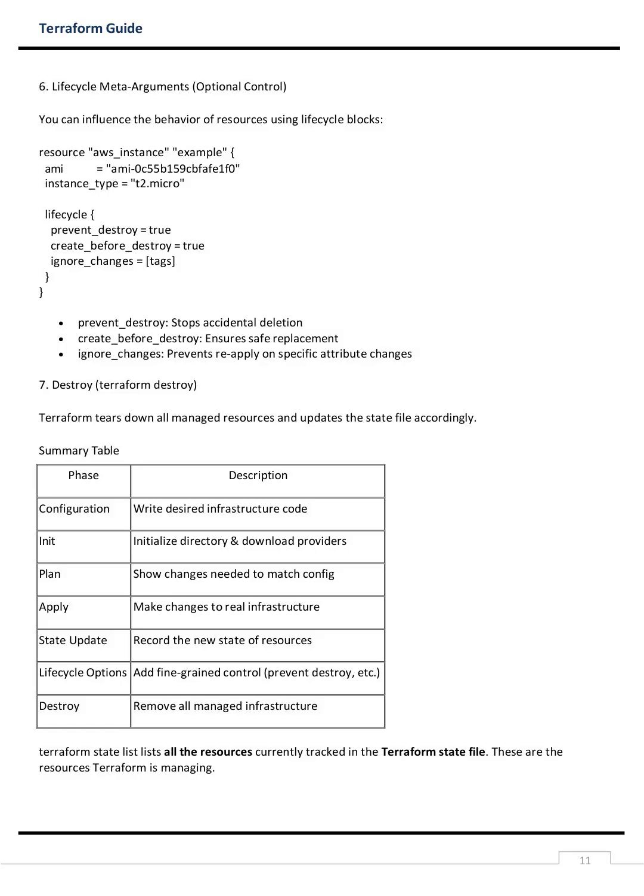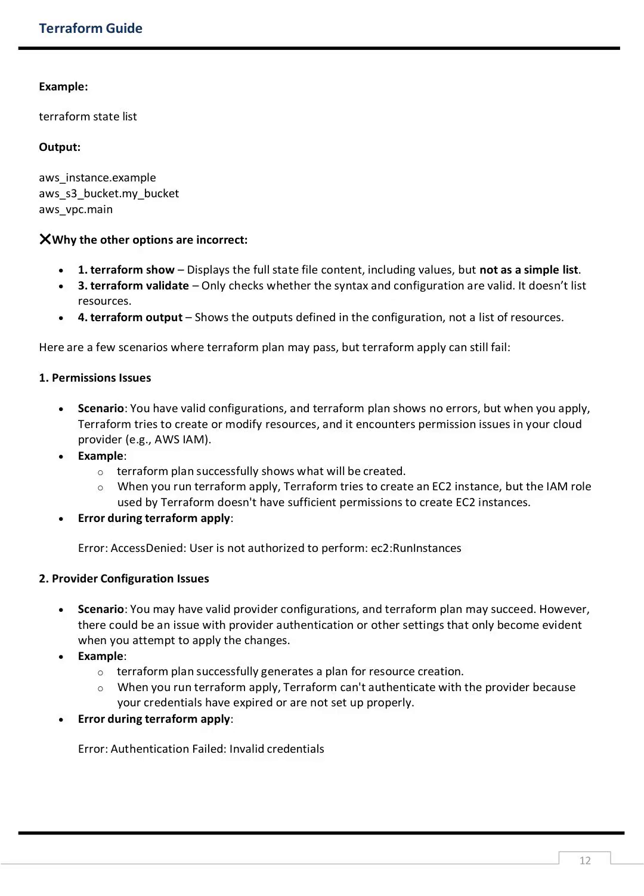Terraform state list. All the resources currently tracked in the Terraform state file. These are the resources Terraform is managing. 11. Example. Terraform state list, output. aws_instance, aws_s3_bucket, aws_vpc.main. The other options are incorrect. 1. Terraform show displays the full state file content, including values, but not as a simple list.